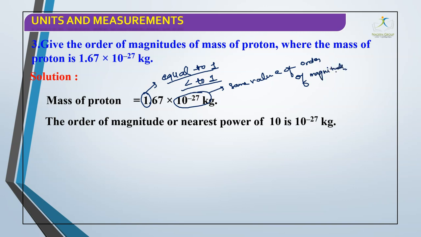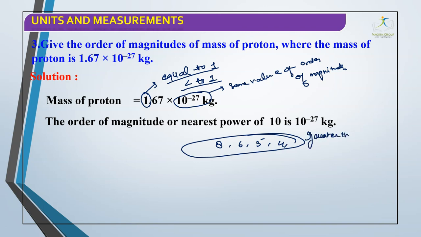But in the case of a different number, like if I'm just taking the value 8.65, this is greater than 1. In this scenario, we simply put plus 1 over there. So if the number is 8.67 times 10 to the power minus 27, and you have to find the order for that.